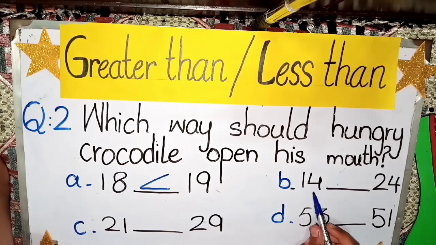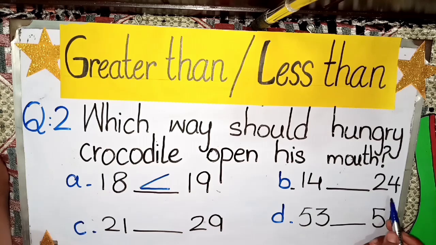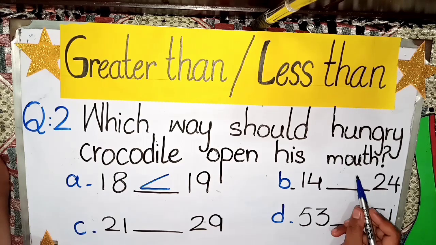Next question is 14 and 24. Let's check the tens first. Number 14 is having 1 ten. Number 24 is having 2 tens. So, which number is having more number of tens? 24. So, crocodile will open his mouth towards number 24.